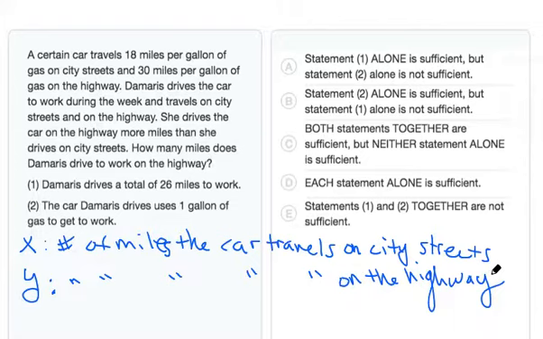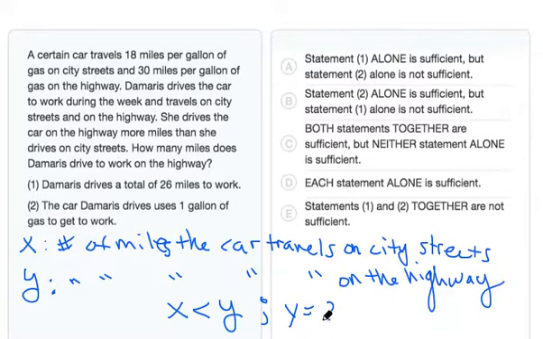the highway. We know that the car travels 18 miles per gallon of gas on city streets and 30 miles per gallon of gas on the highway. And that means we also know that x is less than y, interpreting the question. We need to determine the value of y. So to answer the question, we're essentially looking for whether we have enough information to determine the actual value of y.